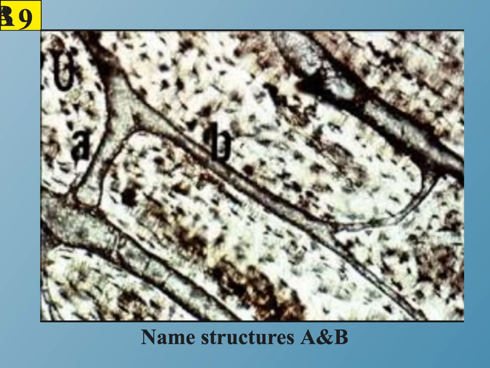Name the structures A and B. Here A is passing transversely from this canal to another, and these canals are parallel to each other. This is transversely passing, it is the Volkmann canals. What is the function, if you are asked? To carry an anastomosing vessel between two Haversian blood vessels. And B here is passing parallel to the longitudinal axis, it is the Haversian canal. What is the function of this canal? It carries the Haversian blood vessel for the nourishment of the bone.